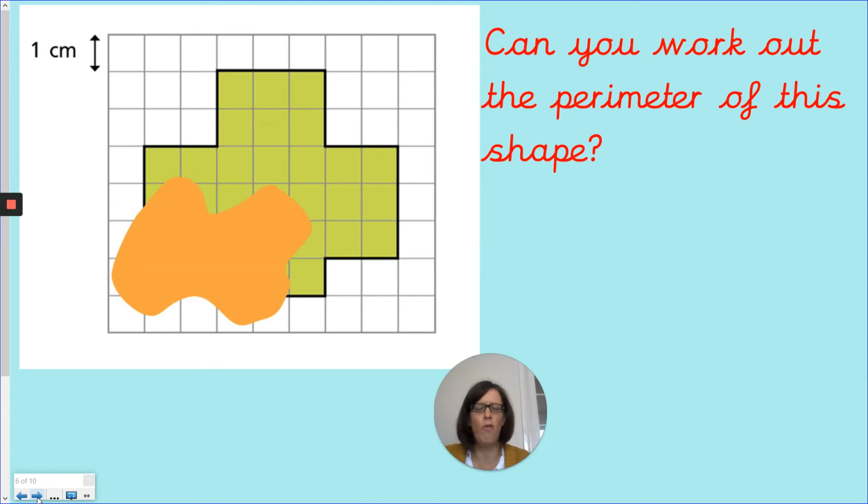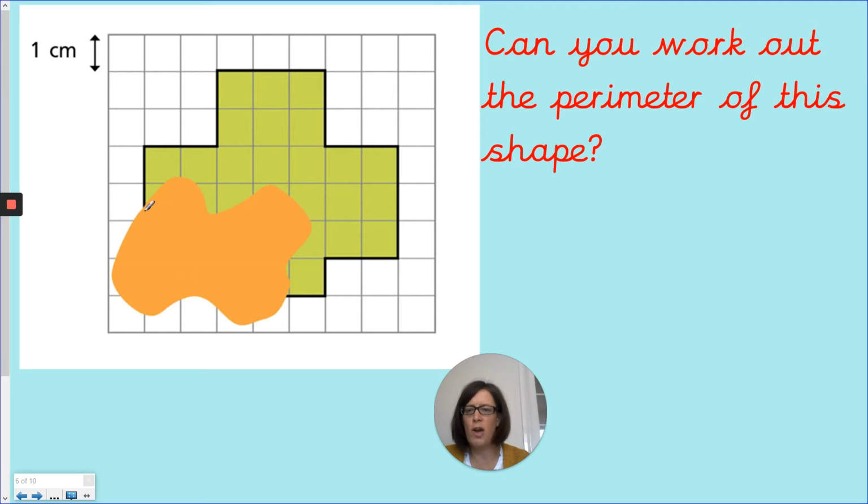Right, a little bit more of a challenge now. So some of this shape's hidden by that orange paint splat. Can you work out what the perimeter of this shape might be? Okay, so use the clues that you've got.